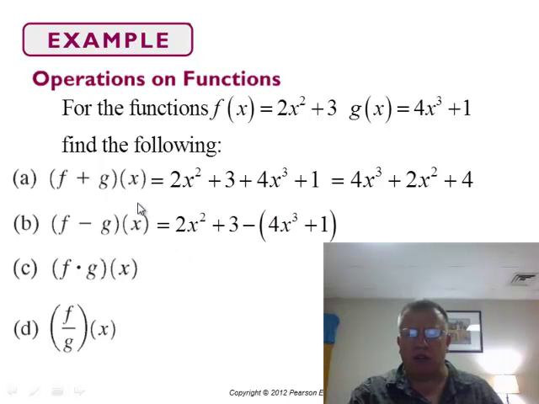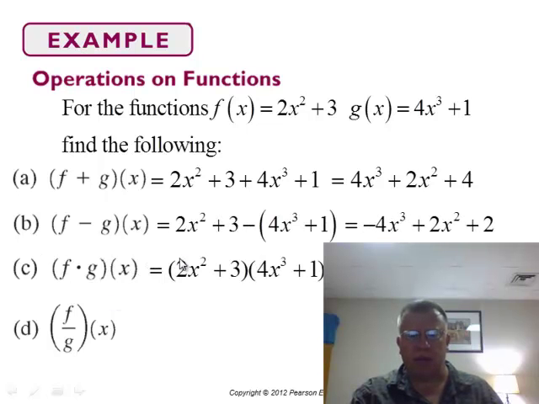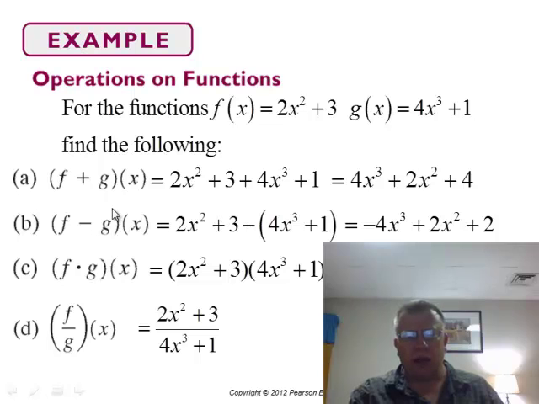Just make sure that when you do the subtraction, you put all of g within parentheses and then distribute the minus sign appropriately and combine like terms. Here's the multiplication of the two functions together. FOIL them out, combine like terms. Here's the quotient, f divided by g. Keep in mind that if g involves a radical or something, you might have to rationalize the denominator. Okay.